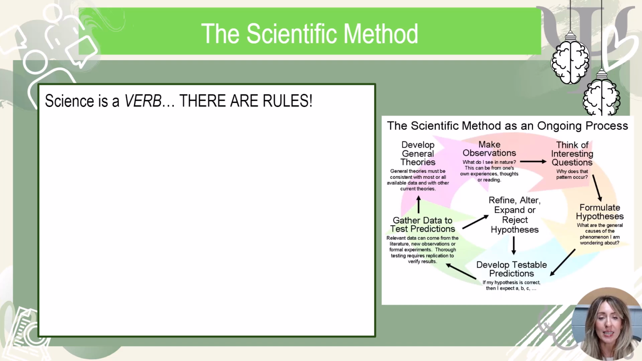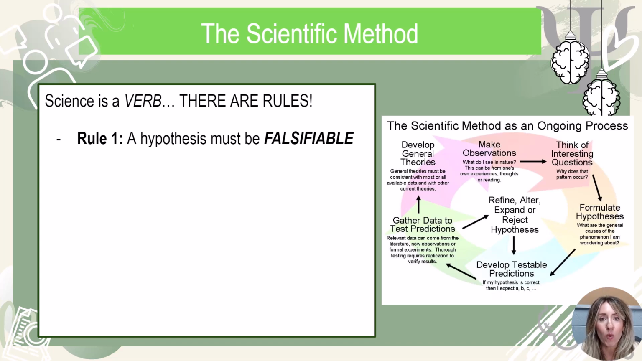So the first thing is that science is a verb. So there are rules to science. You do science, right? And the first rule is that when you are creating a hypothesis, your hypothesis is your if-then statement, what you think might happen, right? You have a question about something. You're like, I wonder if cell phones have an impact on mental health. Okay, so that's your interesting question, right?